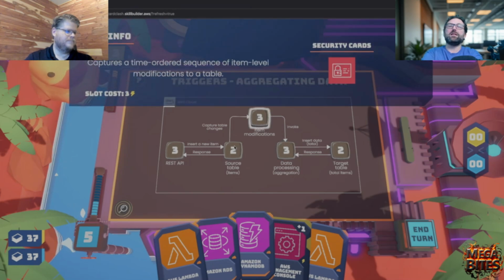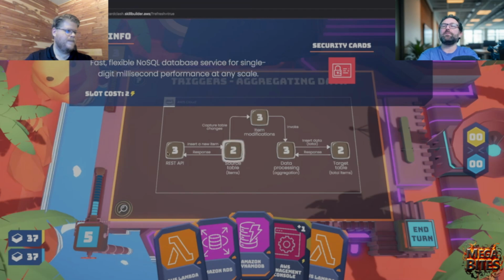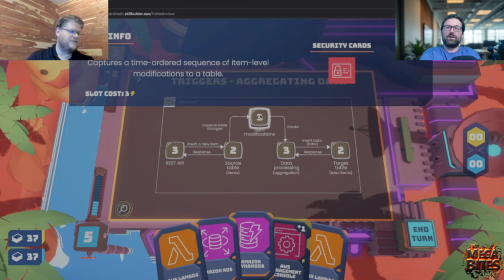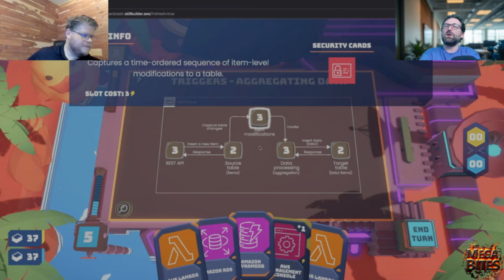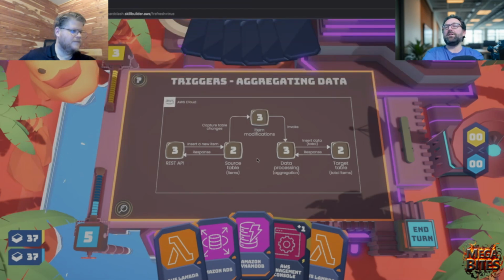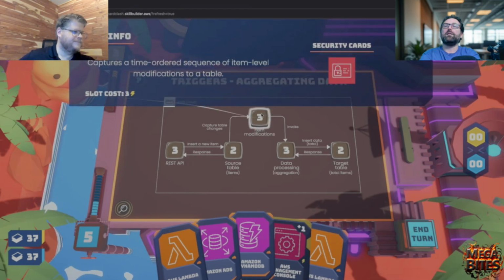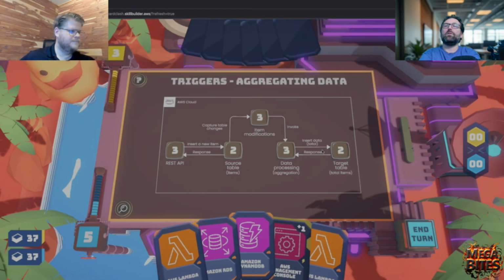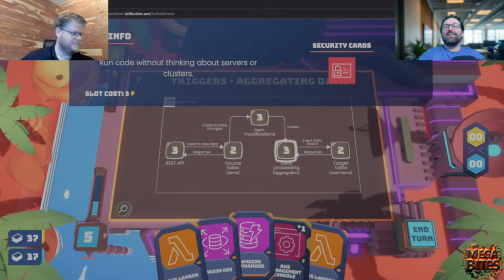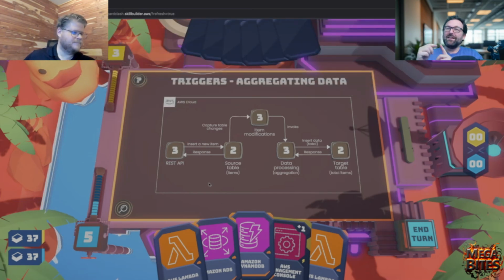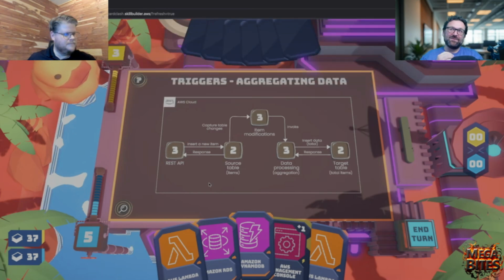Item modifications. Is that like a DynamoDB stream? Captures a time-ordered sequence of item level modifications. Yeah, I think that's a stream. That's a DynamoDB stream, and the data processing is the Lambda function, and the source table and the target table are both DynamoDB. We've got a source DynamoDB table, then we're taking modifications of items and feeding them into another DynamoDB table.